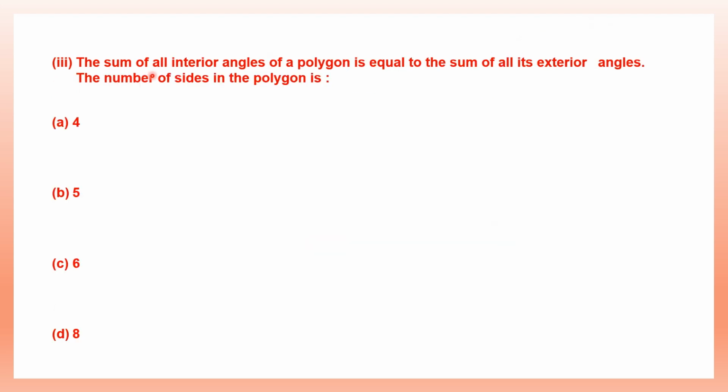Question 3. The sum of all interior angles of a polygon is equal to the sum of all its exterior angles. So in such a polygon, the number of sides will be one of these. Okay, now to find the sum of all interior angles of a polygon, we know the formula. This is the formula, isn't it? Sum of interior angles of a polygon is n minus 2 into 180.